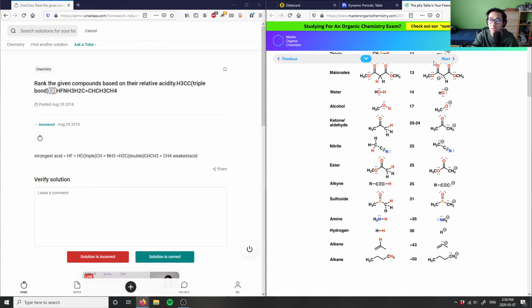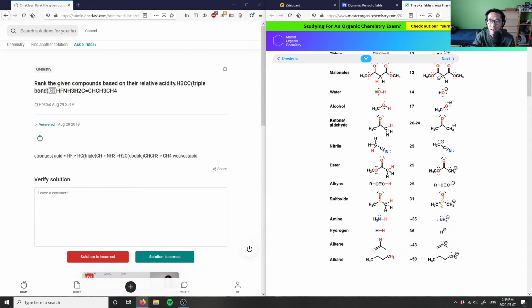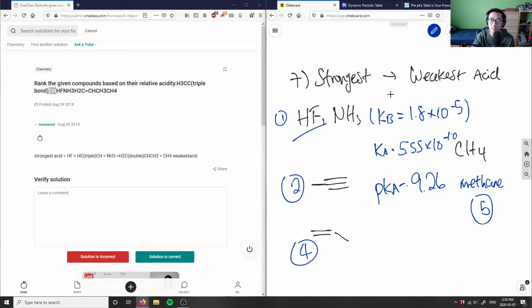So again, if you look at our chart here, 9.26 is about the protonated amines here, and this is going to be more acidic here, and alkynes are actually going to be even less acidic than that here. So this here will not take our number 2 spot. Number 2 spot is going to go towards our ammonia, and then 3 will be alkyne, and then alkane, and then our methane, right?